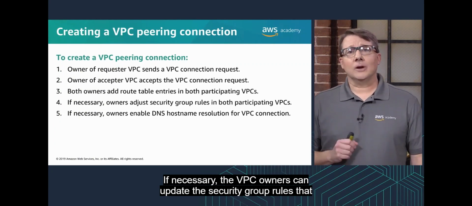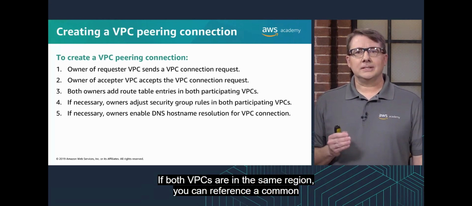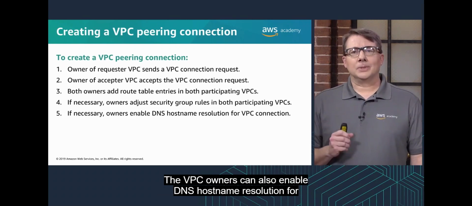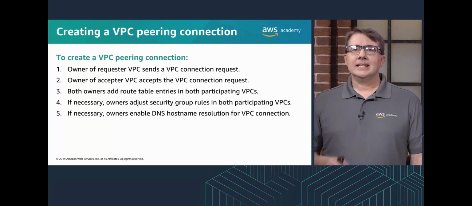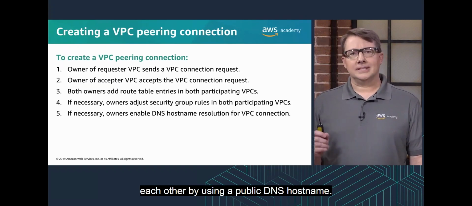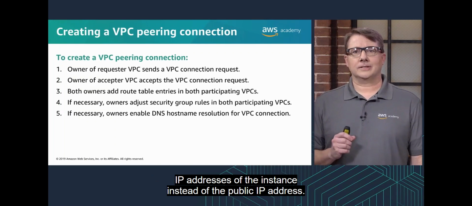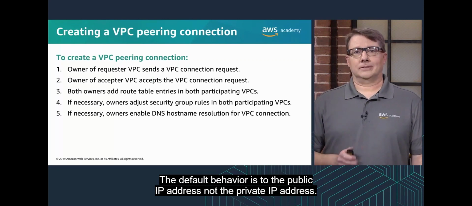This route enables the flow of traffic between the VPCs by using private IP addresses. If necessary, the VPC owners can update the security group rules that are associated with instances in each VPC. If both VPCs are in the same region, you can reference a common security group as the source or destination of the security group rules. The VPC owners can also enable DNS hostname resolution for the VPC connection. This is required in the following situation. The instances on either side of the VPC peering connection address each other by using a public DNS hostname. The instances also want the hostname to resolve to the private IP addresses of the instance instead of the public IP address. The default behavior is to resolve to the public IP address, not the private IP address.